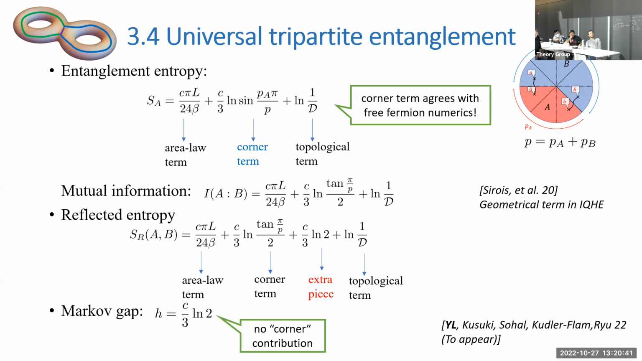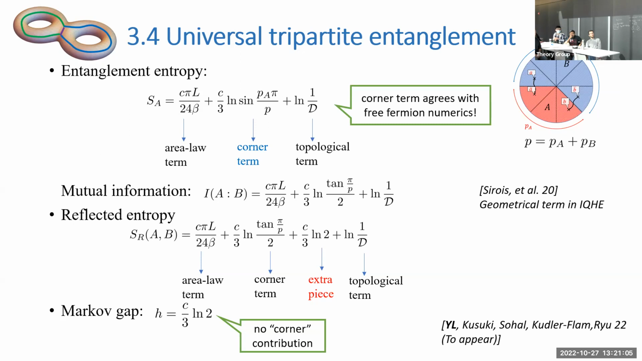So that is why you don't see the quantum dimension for the anions in this formula. One of the interesting points in this result is that if we compare the reflected entropy and the mutual information, the corner piece cancels out.